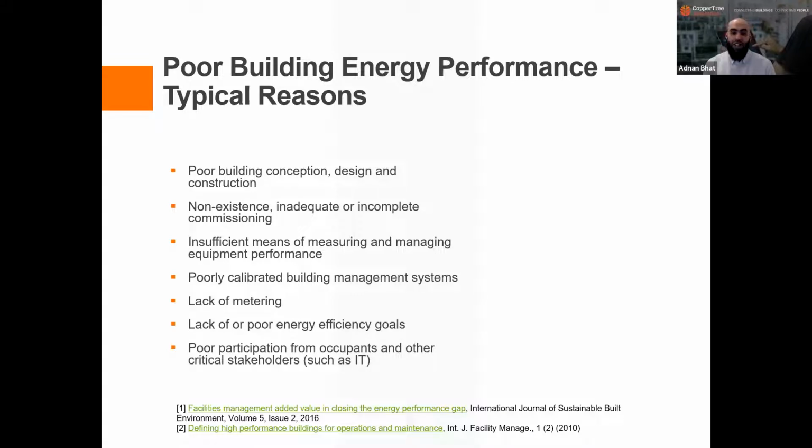Now, good energy management and building performance is a collaborative task. The perception that facility managers and energy managers are solely responsible for how a building performs needs to be challenged. And all stakeholders like senior leadership, IT, especially IT, occupants, municipalities, all need to play their part. So education and awareness around this topic is critical.